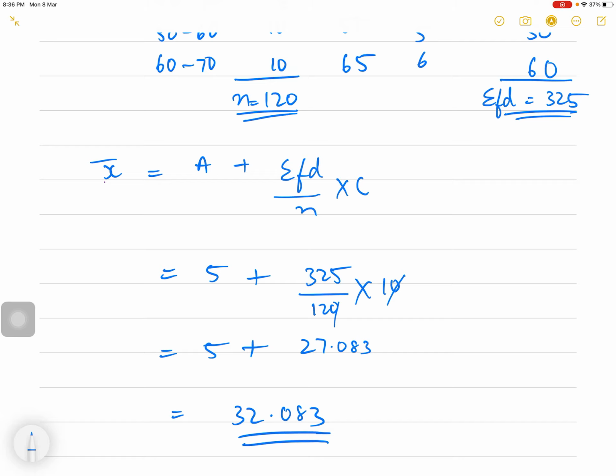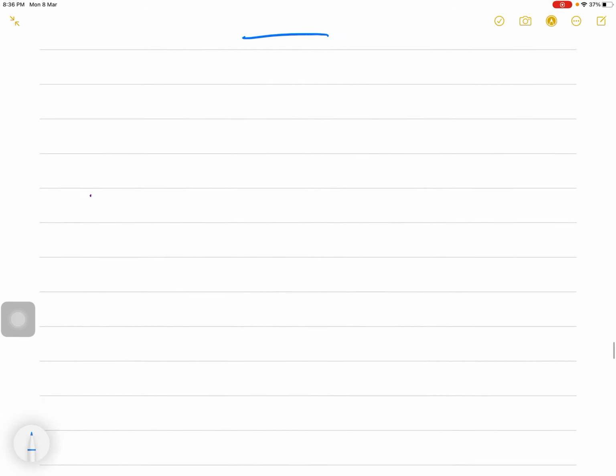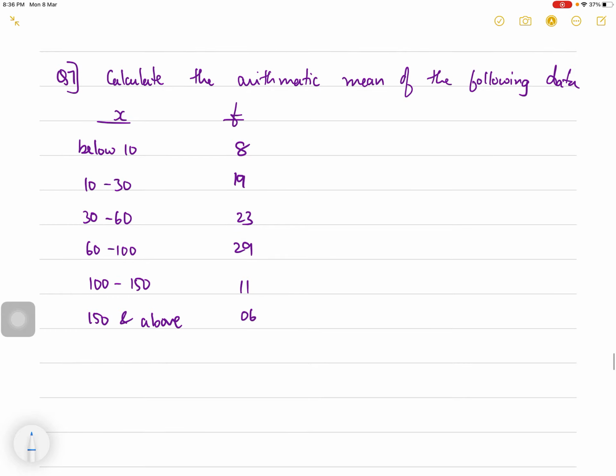Let's solve the next problem. Calculate the arithmetic mean of the following data. Below 10. Below 10 means 0 to 10, right? And then 10 to 30, 30 to 60, 60 to 100, 100 to 150.